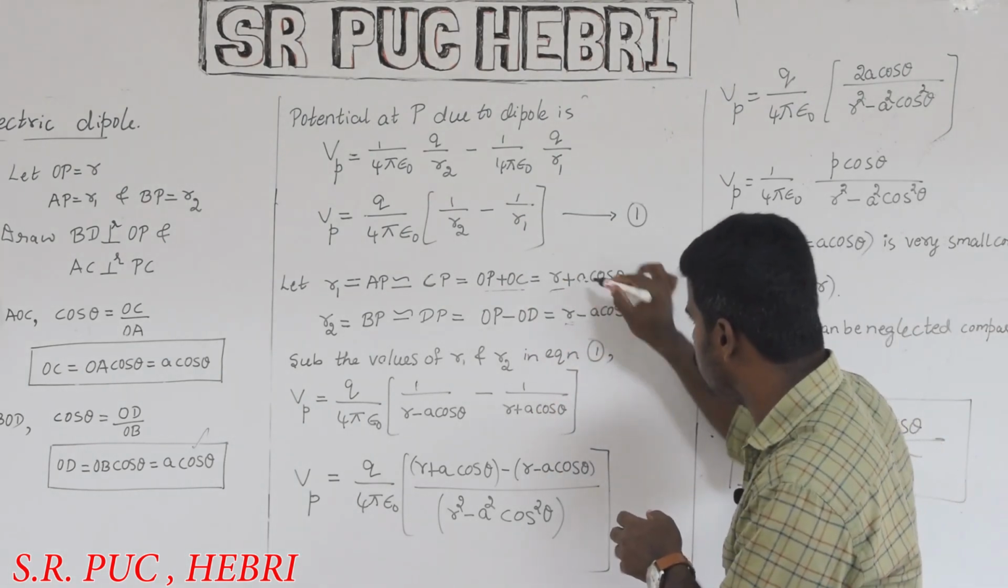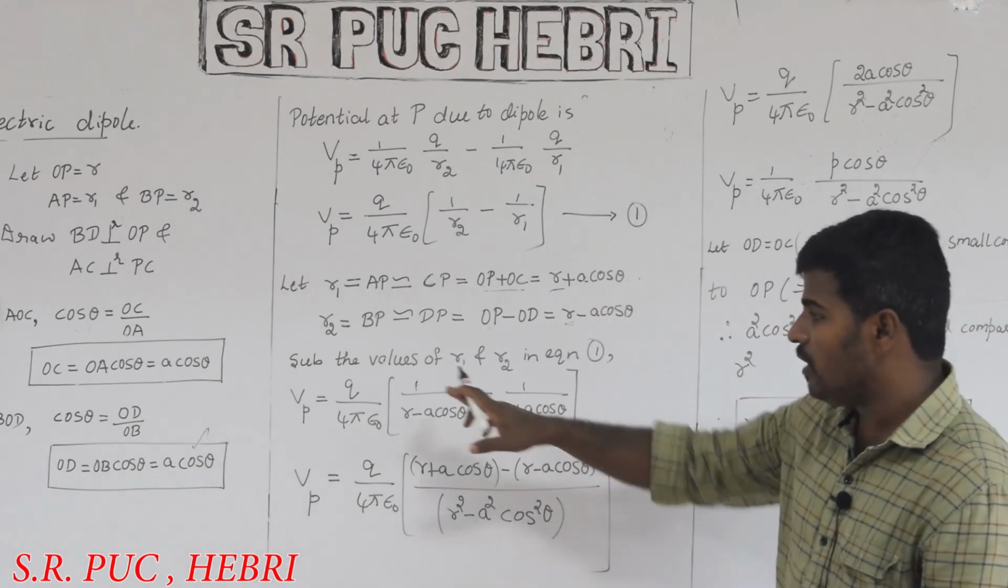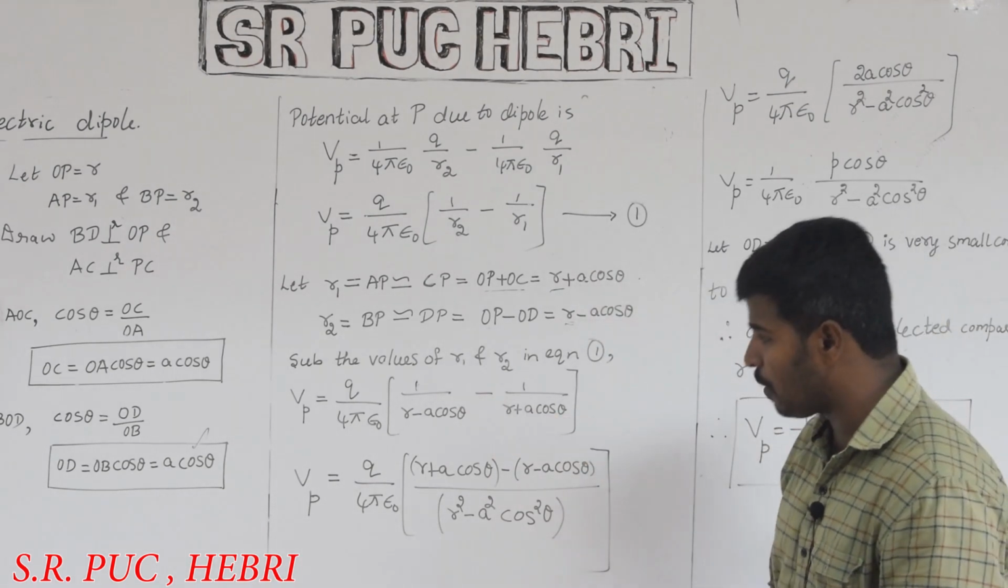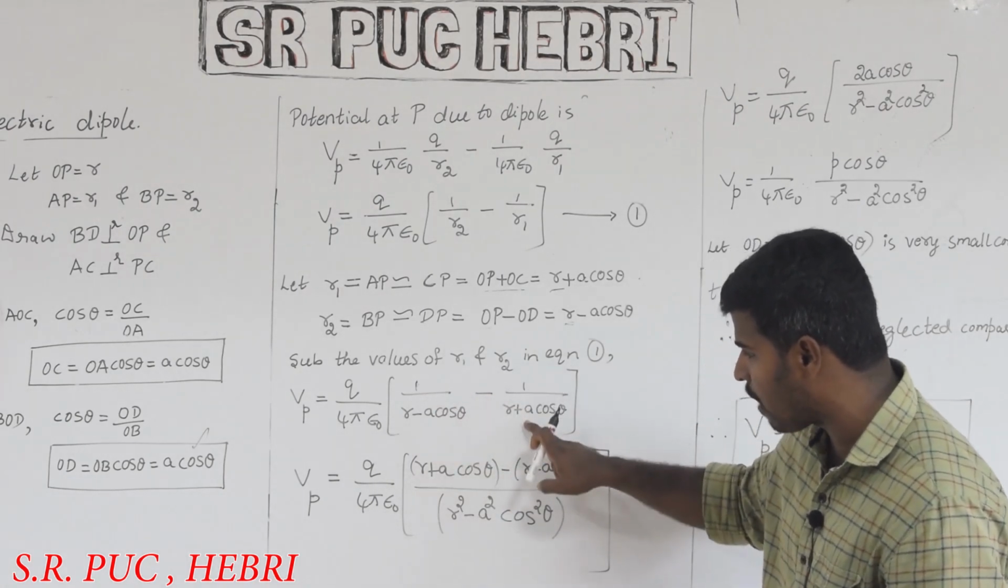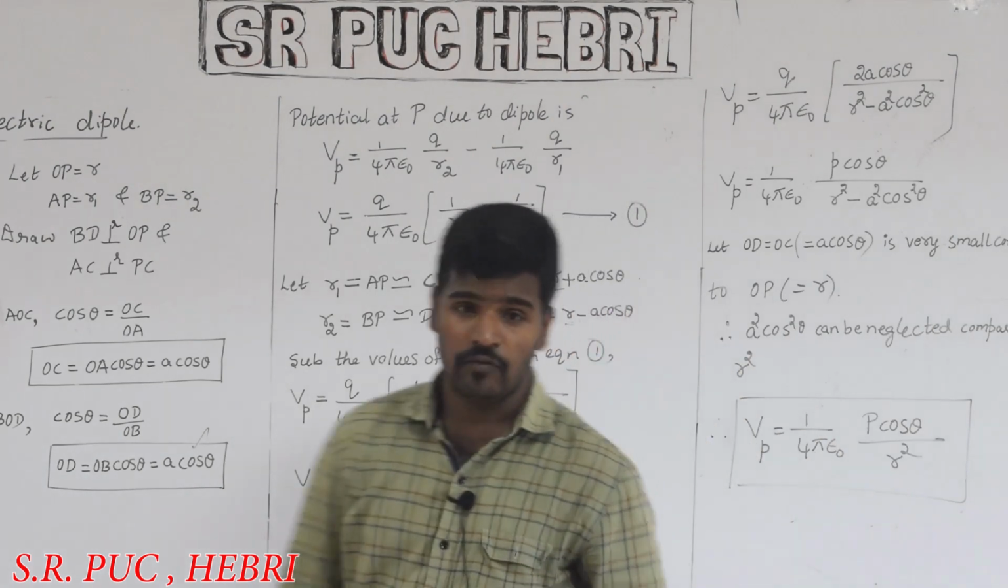What is the value of R1? R1 is equal to R plus A cos theta. Therefore, Vp is equal to Q divided by 4 pi epsilon naught times of 1 by R minus A cos theta minus of 1 divided by R plus A cos theta. In the next step, we are taking the LCM.